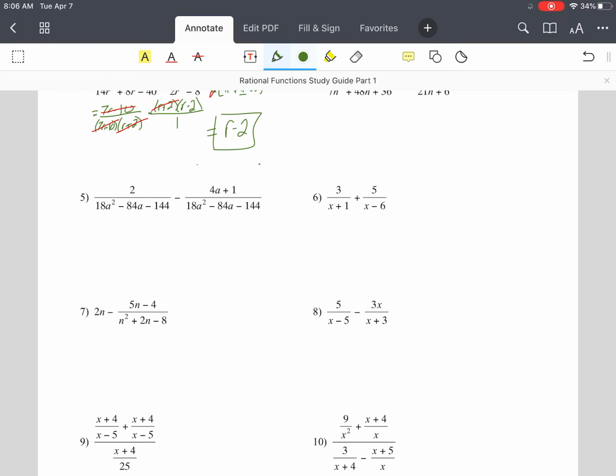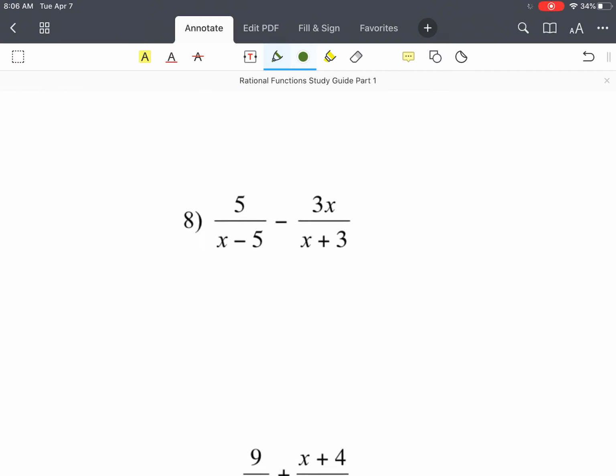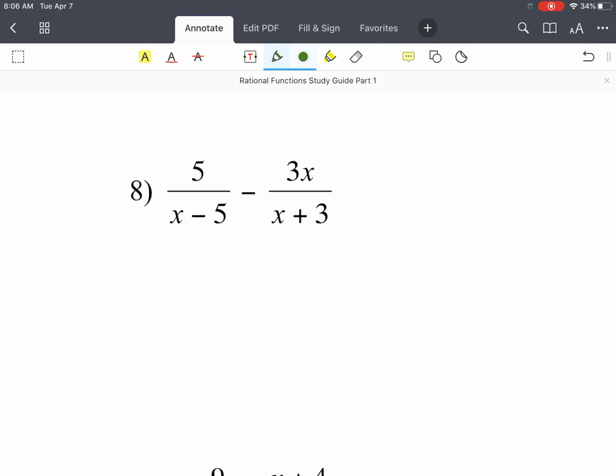Okay, so the next simplifying ones have to do with adding and subtracting. So remember, when we add and subtract, we're going to have to get common denominators. Okay, so let's look at number 8. On number 8, our common denominator is going to be x minus 5 times x plus 3. Hopefully that's pretty obvious. If you notice, I made these a little bit easier than the ones that we've done previously. We're going over the highlights for this test, not the hard stuff necessarily.